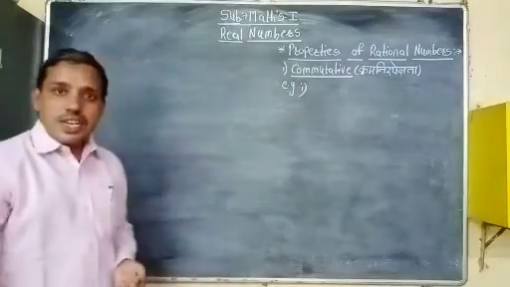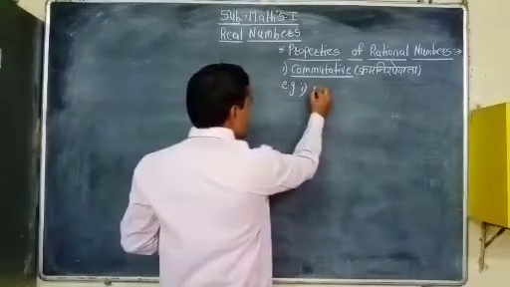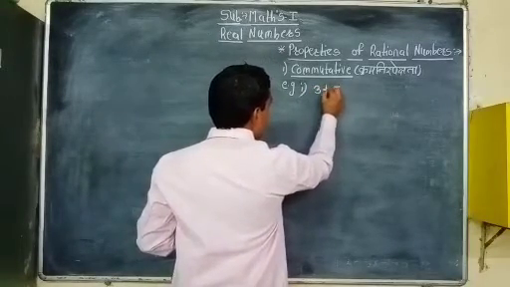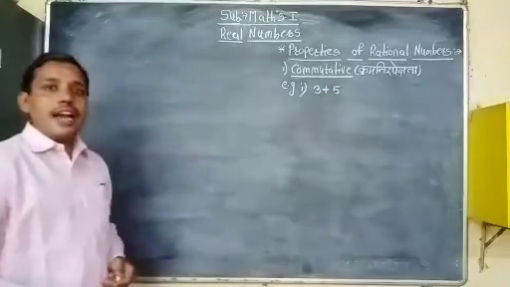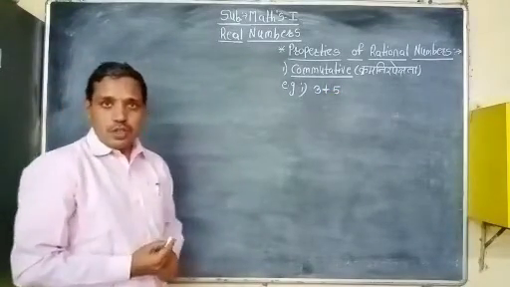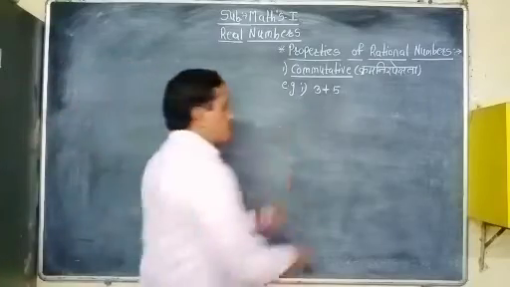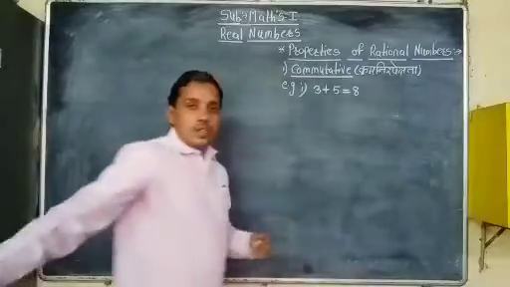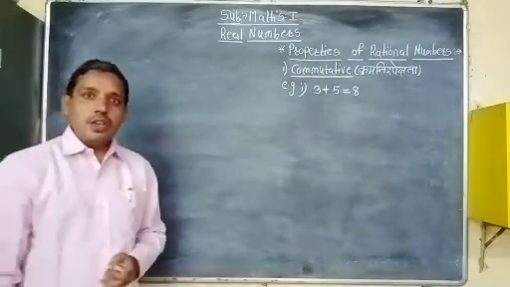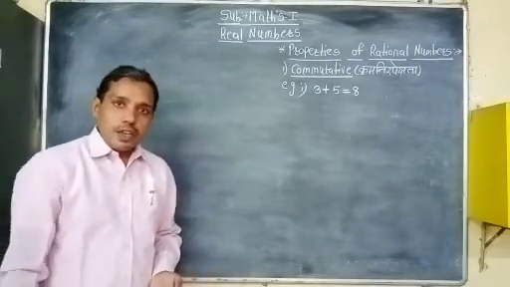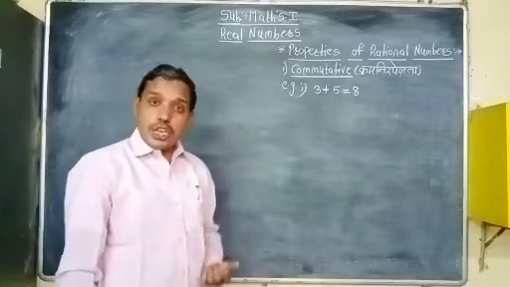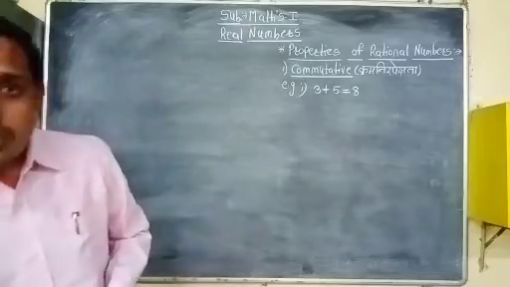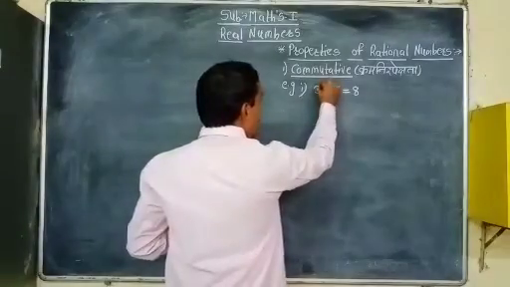So the first example of the commutative property is the addition of 3 and 5. It's so easy. What is the addition of 3 and 5? It is 8. What happens if we interchange the position of 3 and 5? How can we interchange the positions of 3 and 5?